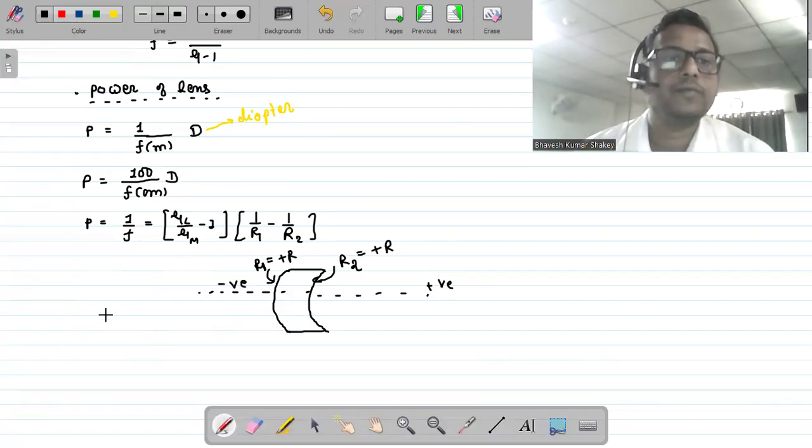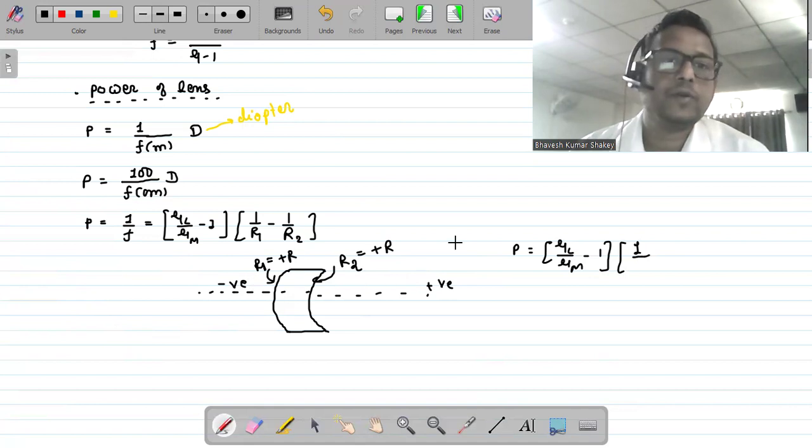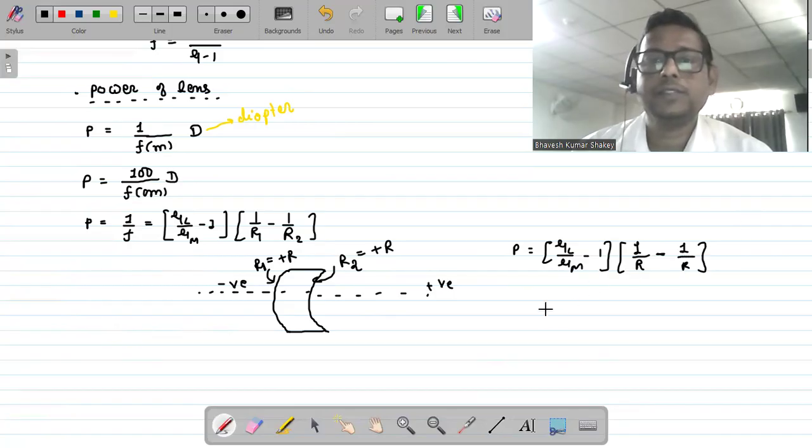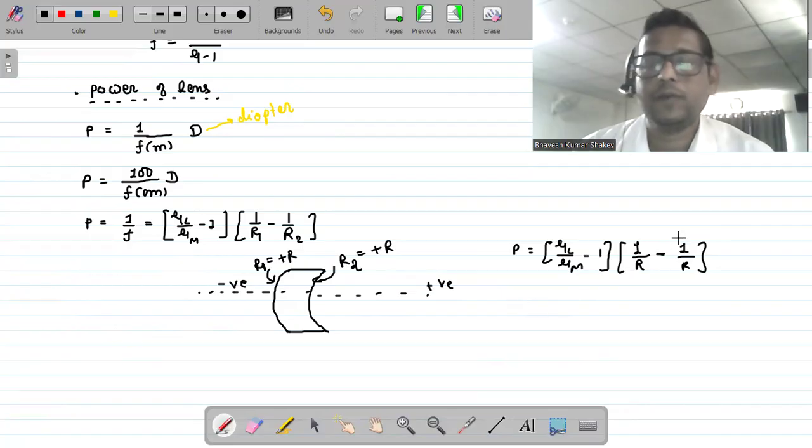If I want to find out the power of these sunglasses, power is equal to mu l by mu m minus 1, times 1 upon R1 minus 1 upon R2. R1 is plus R and R2 is also plus R, so we get 1 upon R minus 1 upon R, which is 0. So the power is 0. You all know that the power of sunglasses is 0.